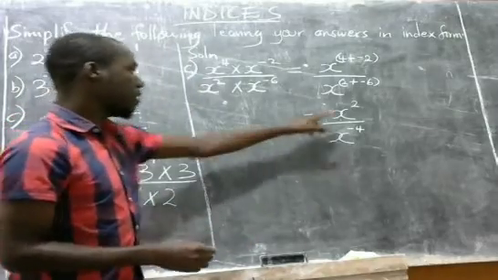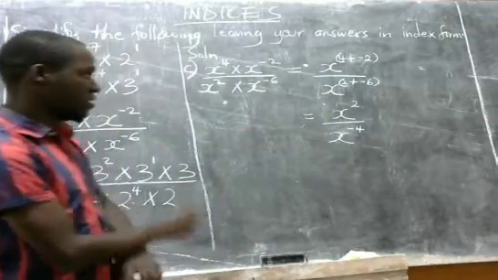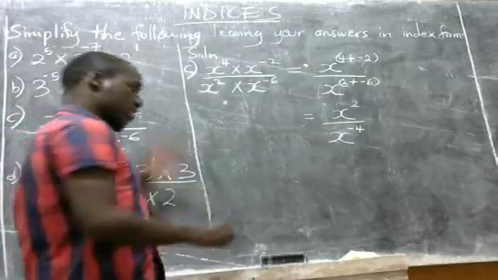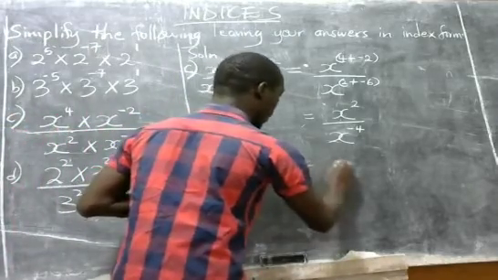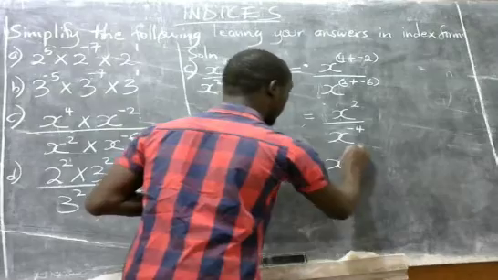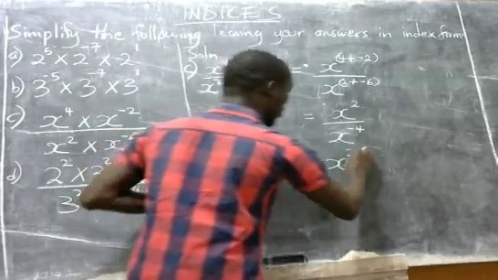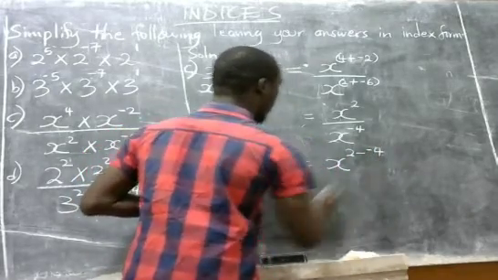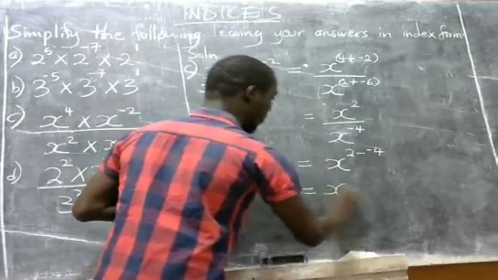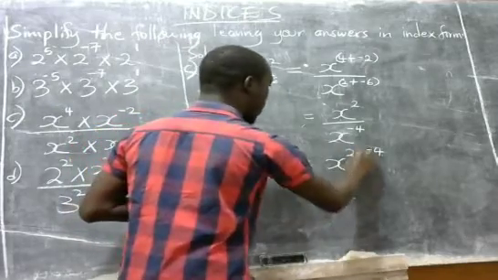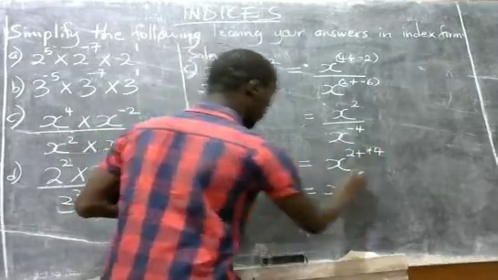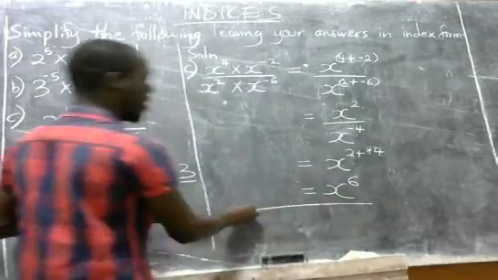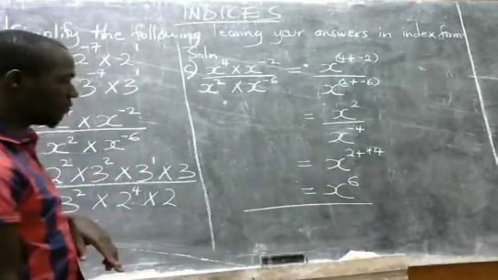Now I'm having two numbers of the same base, and they are dividing each other. So I keep the base, then I subtract the powers. That is 2 minus the negative 4. And that one I have x power, that one there is going to become a positive. And then when I add, I have a 6.